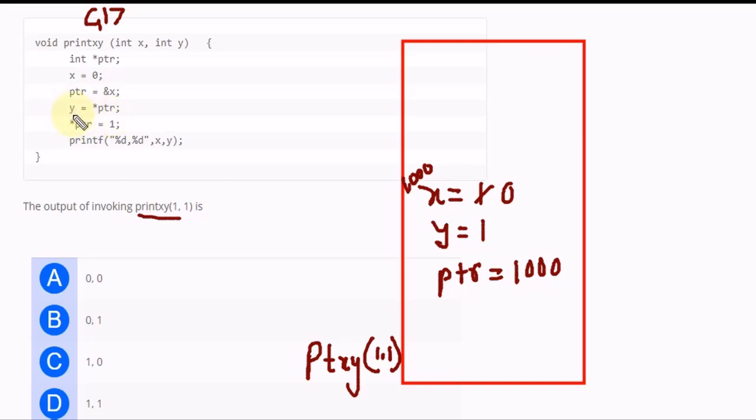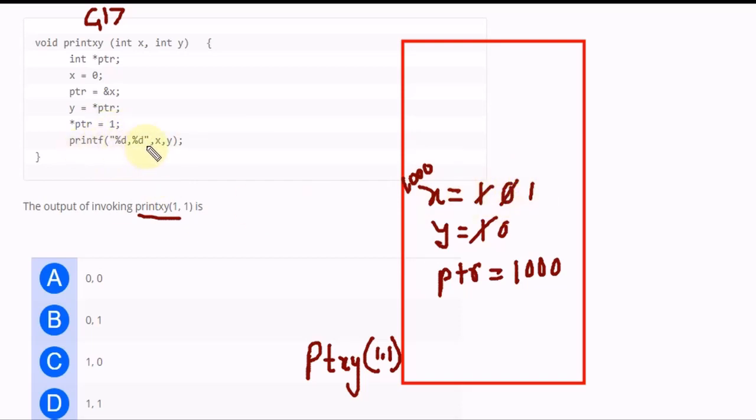Now what we are going to do, we are updating our y value. So ptr means 1000, and asterisk ptr means the value that is stored in the place of 1000, that is 0. Okay, so that value will be copied in the y. And what is happening in here, we are accessing the value that is pointed by ptr, that is the value of x, and we are updating it to 1.